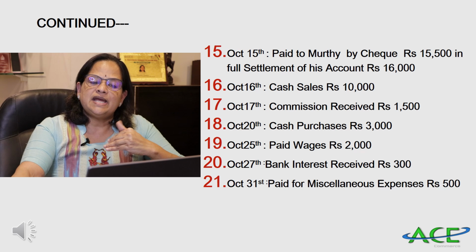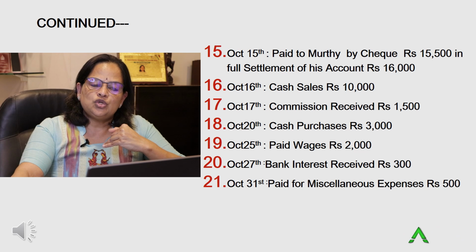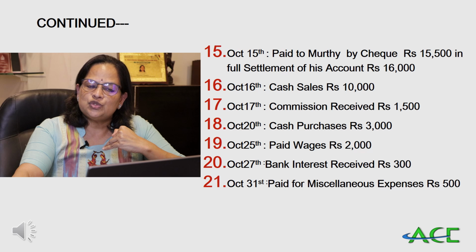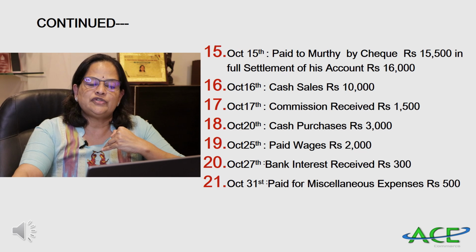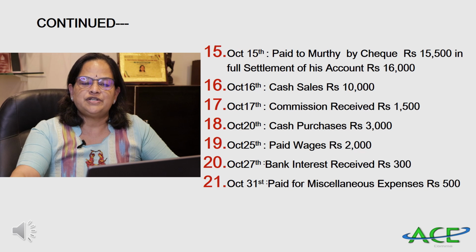October 16th, cash sales rupees 10,000. October 17th, commission received rupees 1,500. October 20th, cash purchases rupees 3,000. October 25th, paid wages rupees 2,000. October 27th, bank interest received rupees 300. October 31st, paid for miscellaneous expenses rupees 500.